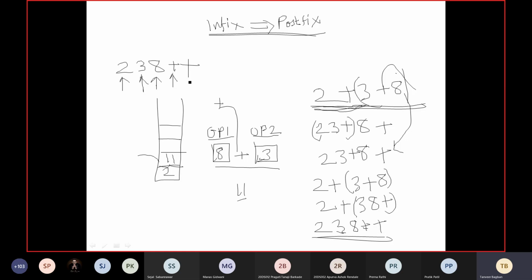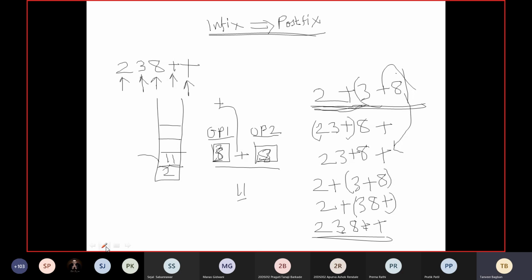Now the third character that we read is plus. Now again do the same thing. Whatever you pop first, you take it in OP1. Sorry, this is taken in OP2. 11 is taken in OP2. In the previous case also it was the same thing: OP1 is 3 and OP2 is 8. Now 11 is taken in OP2 and 2 is taken in OP1.